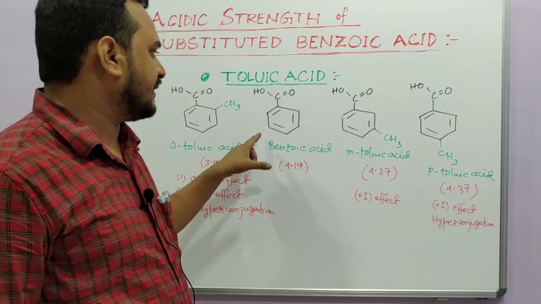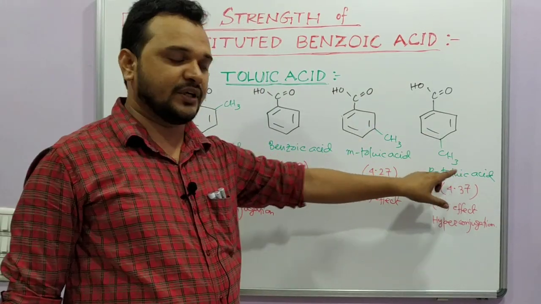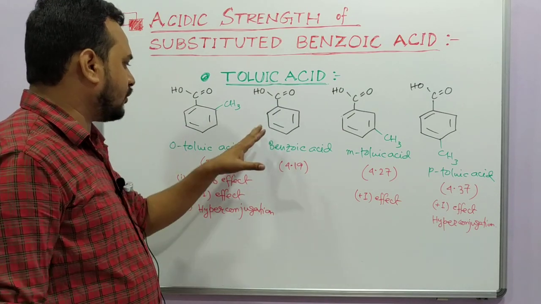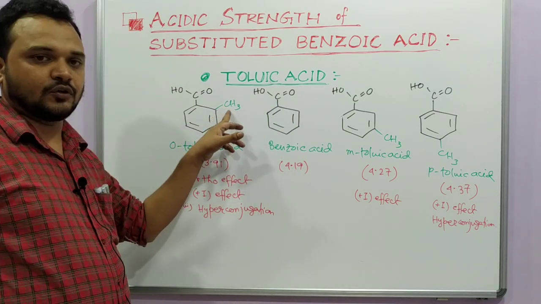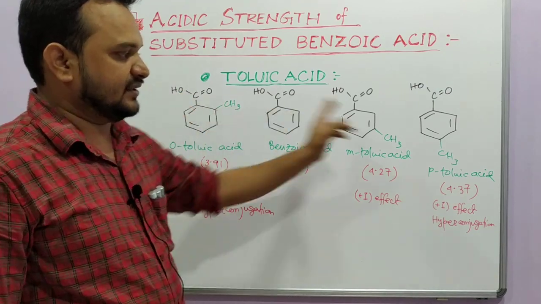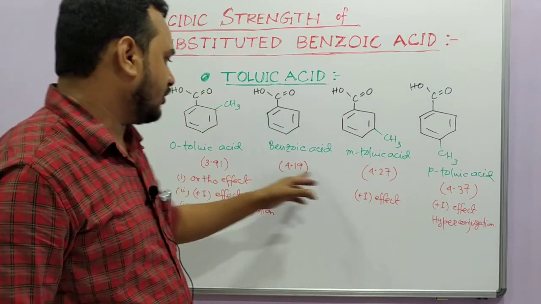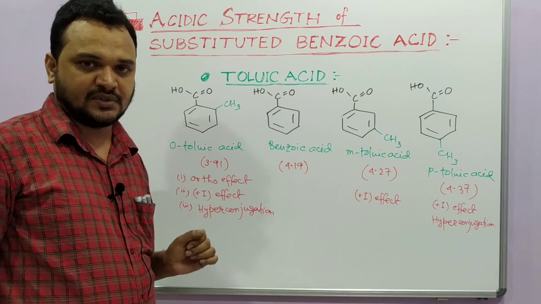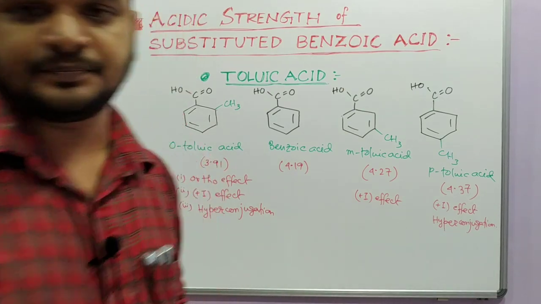Both are less acidic than benzoic acid because methyl is electron donating, but benzoic acid is less acidic than orthotoluic acid. Though methyl is electron donating, because of the ortho effect it is the most acidic in the series, and that is experimentally observed also from the pKa values. Let us take another example.